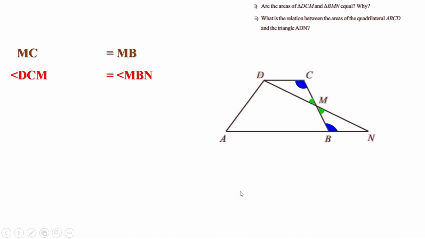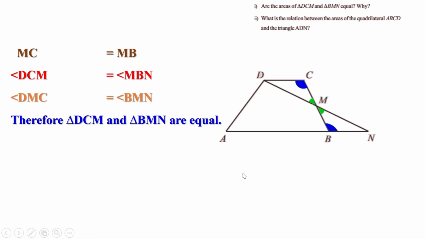Now, these are a pair of opposite angles, so they are equal. That is, angle DMC equals angle BMN. That means this side and the two angles at the ends are equal to this side and the angles at the two ends. Therefore, these two triangles are equal, and hence the areas of these two triangles are also equal.